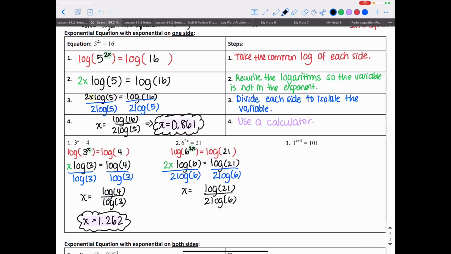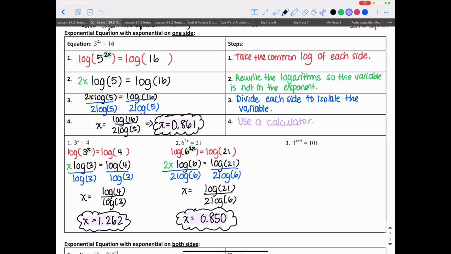I'm going to do this in my calculator. And when I do that, I'm going to get x is equal to 0.850. And that's my answer.